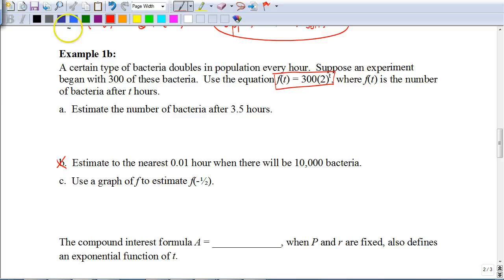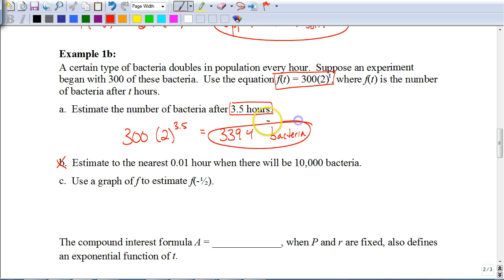Okay, so let's see what you did here for part A. They were nice. They gave you 3.5 hours, so you didn't have to change any fractions to a decimal. They did that for you already. But your equation then would be 300 times 2 to the 3.5 power. When you do that on your calculator, you get 3,394 bacteria. Or you could have even said approximately 3,400 bacteria. That would be fine as well.